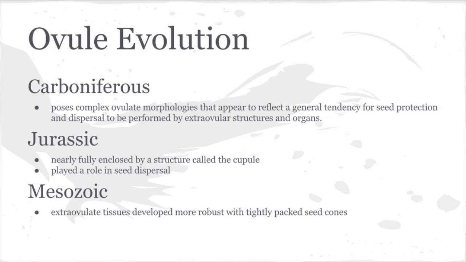During the Carboniferous period, it possessed complex ovulate morphologies that appear to reflect a general tendency for seed protection and dispersal to be performed by extraovular structures and organs. During the Jurassic, it was nearly fully enclosed by a structure called the cupule, and it played a role in seed dispersal. And during the Mesozoic, extraovular tissues developed more robust with tightly packed seed cones.